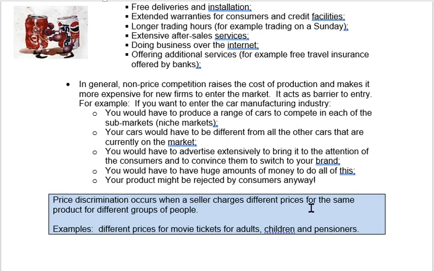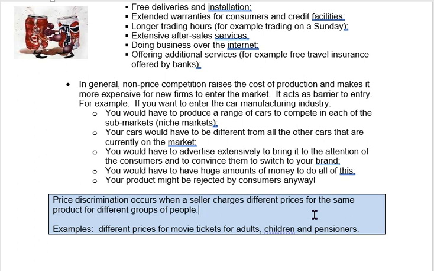All right. Just one last thing. Your price discrimination is just a definition that you need to know. Price discrimination happens if a seller charges different prices for the same product but to different groups of people. So the same product is being sold or the same service is being provided to different people, and depending on who they are, you are charging them a different price.